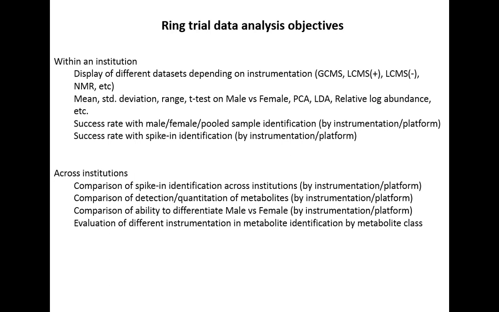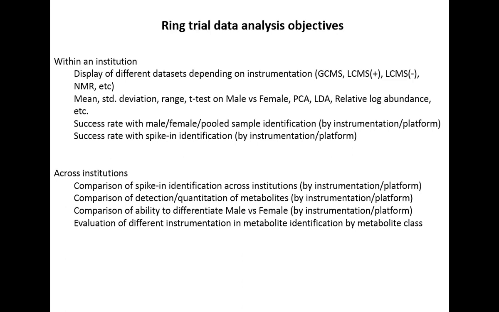Obviously, you want to look at the success rate for male versus female calls. So how many did they get right? Out of 50, how many did they correctly call? Obviously, the success rate with the spike-in identification: how many did they identify, and were they able to tell the range in terms of concentration? These spike-in samples were spiked into the 5 samples in different amounts. Some didn't have any, some had more. So the website will be able to display that.